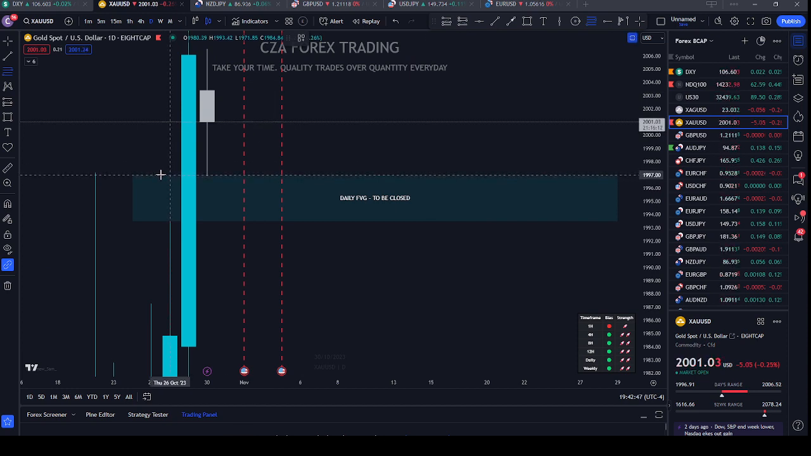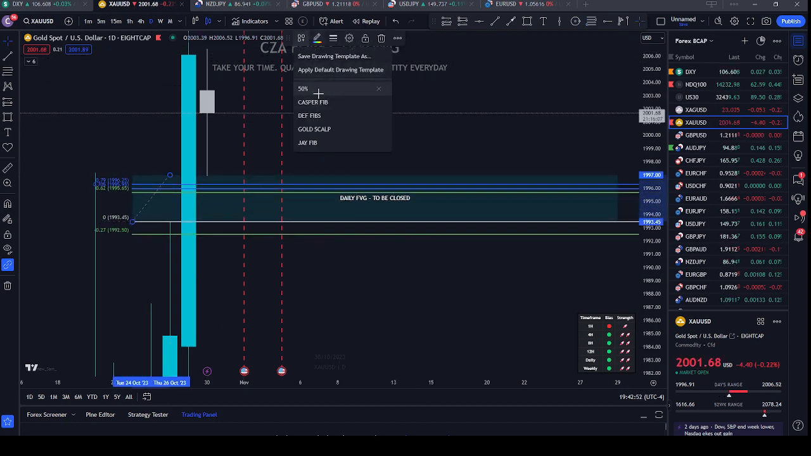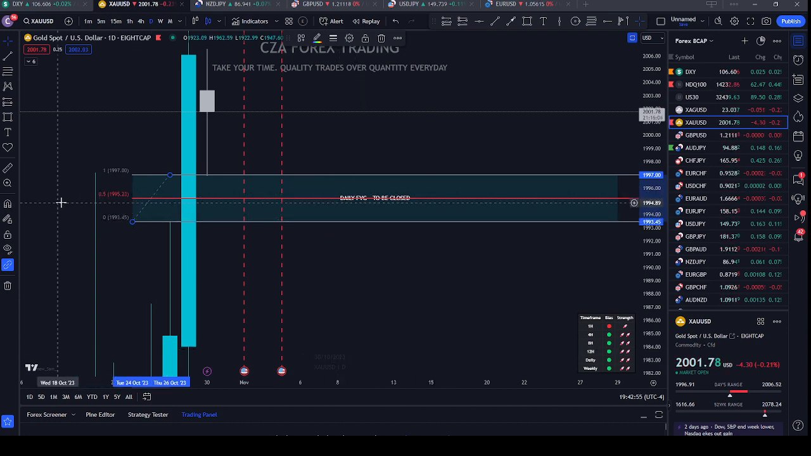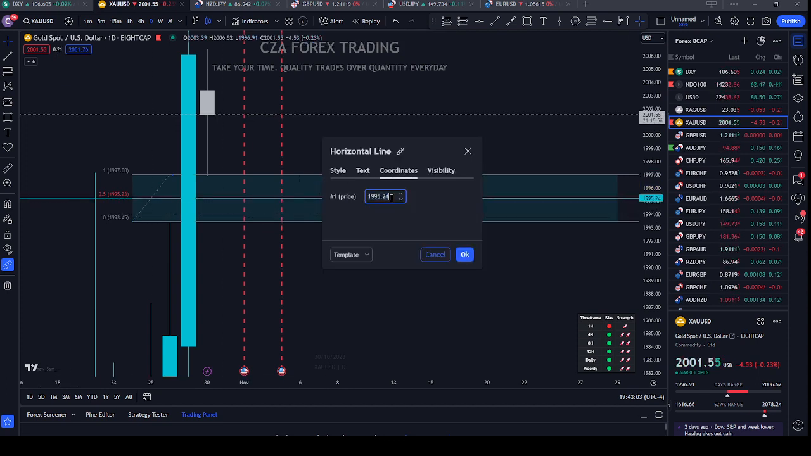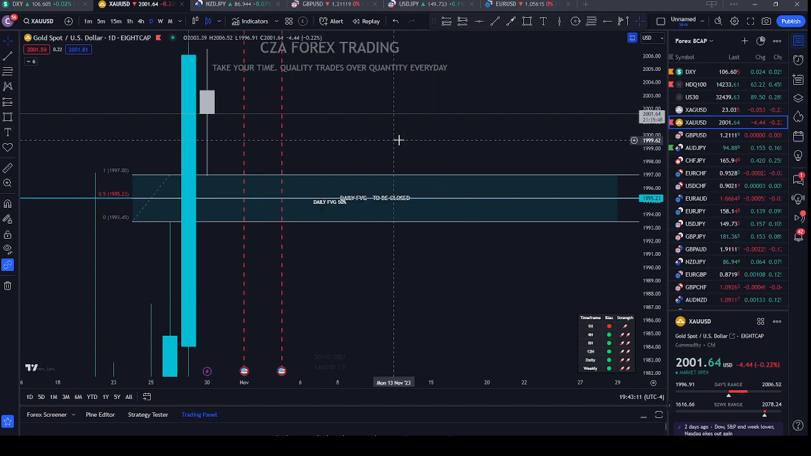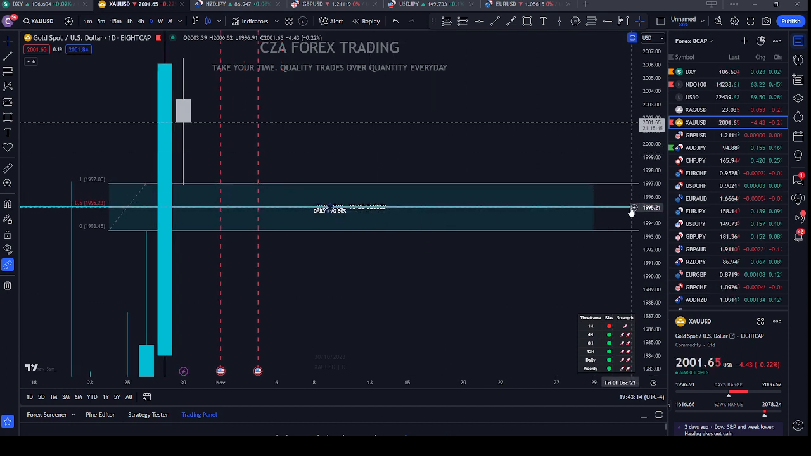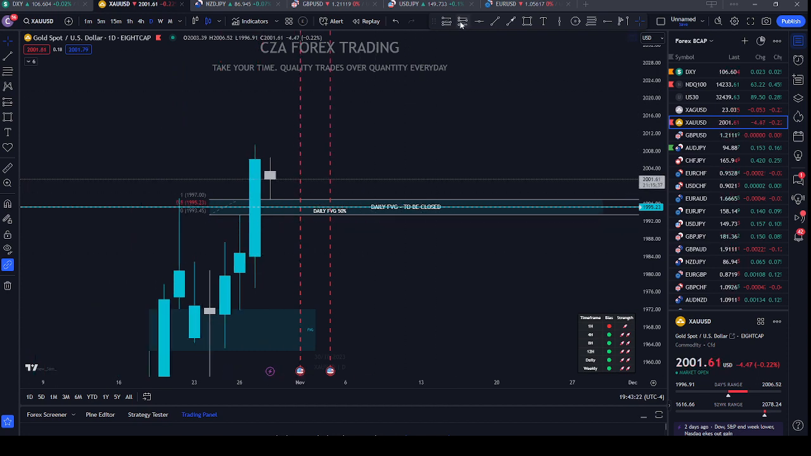Top of fib to bottom. Then we're looking at your 50%. 50% is going to be 1995.23. That's our daily fair value gap, 50%. Set an alert on that one too. That one looks really good. Let's see what the ROI looks like on that. The RR.